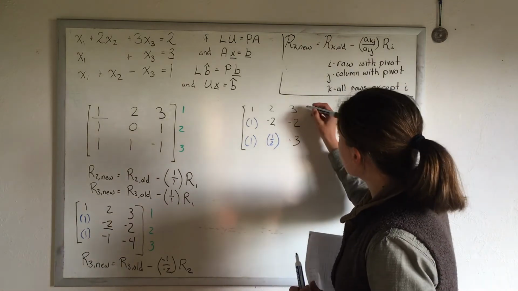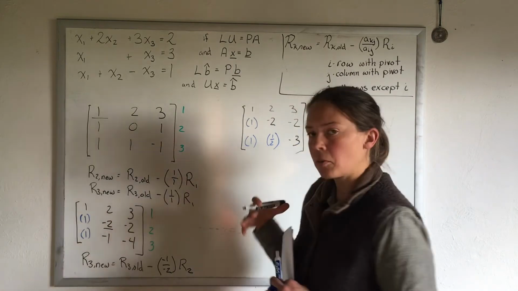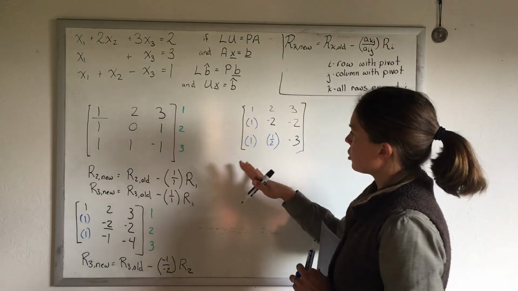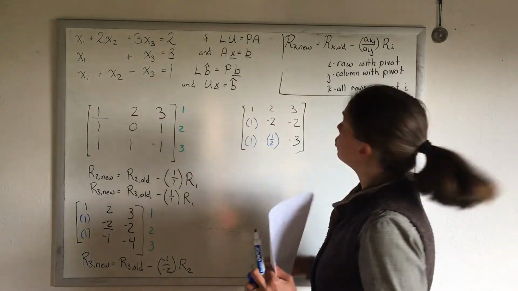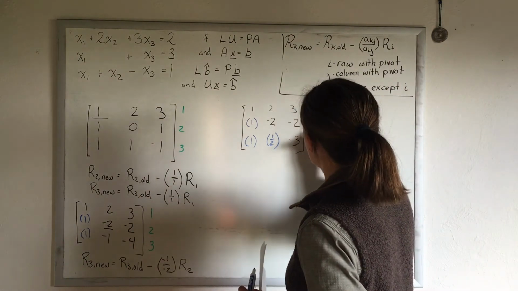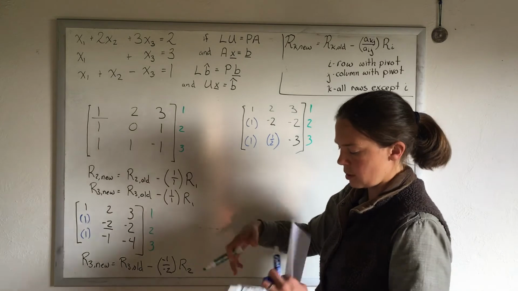And this is all the Gaussian elimination that we need to do. We're done with Gaussian elimination. So now we just need to use this to get our L, U, and P matrices. So let's talk about how to do this.